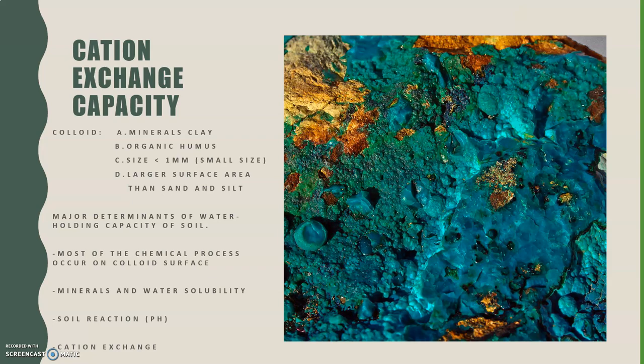CEC means colloid. What is colloid? Colloid is humus. Colloid is like a sponge. What will happen when you throw a sponge in water? What will happen to the sponge? It will absorb all the water, right? So colloid is similar to a sponge. It is present in water. It is present in the soil. The more the amount of colloid, that means the higher the CEC of the soil.